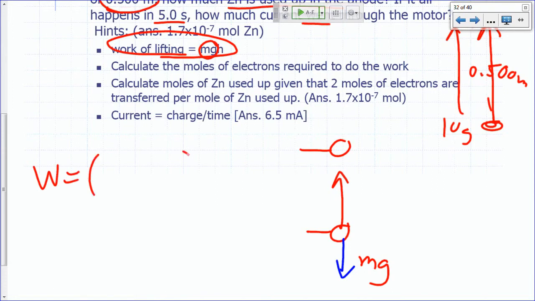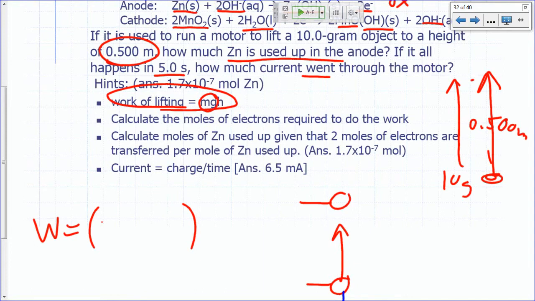What's the mass of our object? 10 grams. So let's put that in kilograms so we have everything in SI. So 10.0 times 10 to the negative 3 kilograms. 10 to the negative 3 kilograms is a gram. Remember, kilo is 10 to the third. So 10 to the negative 3 times 10 to the third is 1, okay?